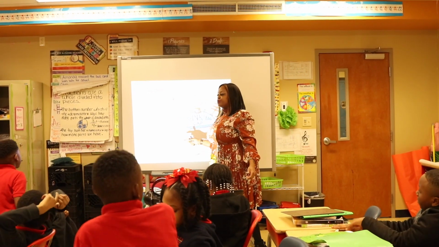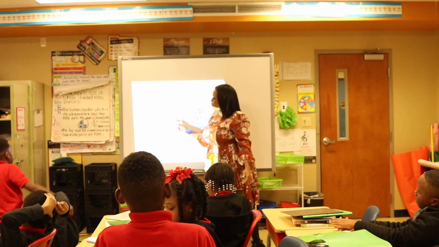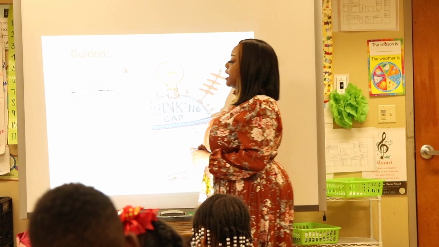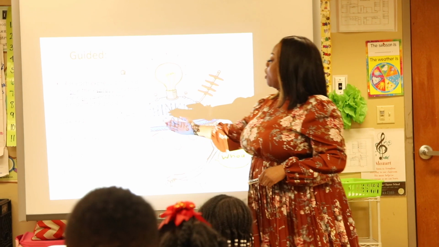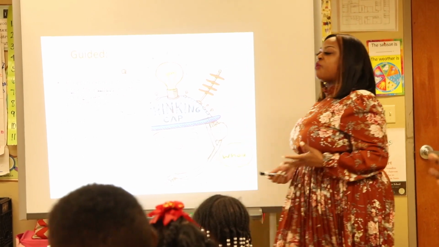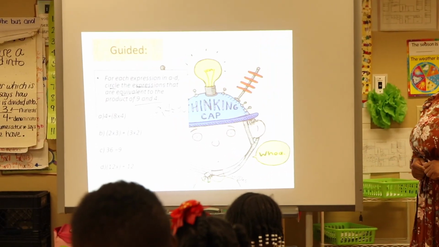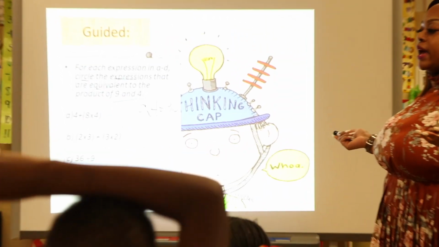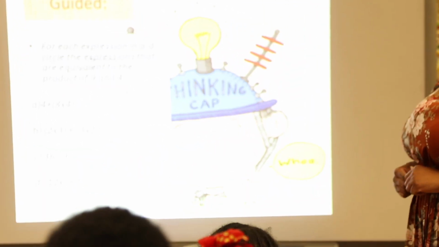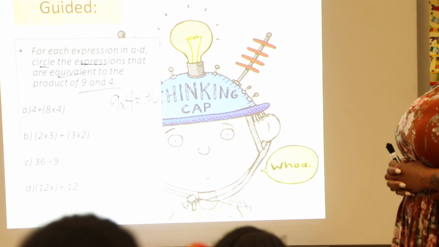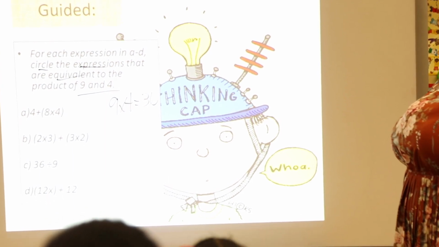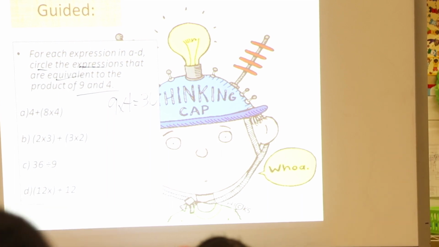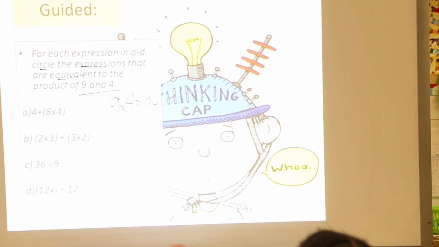Now what do we do? For each expression in A through D, circle the expressions that are equivalent to the product of 9 and 4, which we found out is 36. Now what do we do? We got to do what? Jamaya? You gotta multiply all of those, and to see what? If one of them equals 36. Way to go, Jamaya!